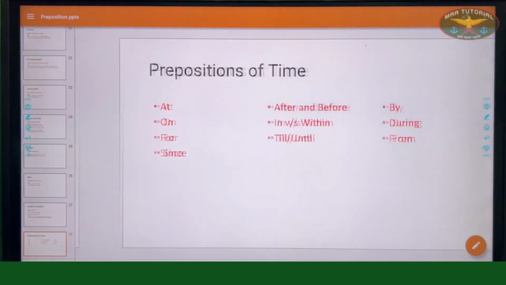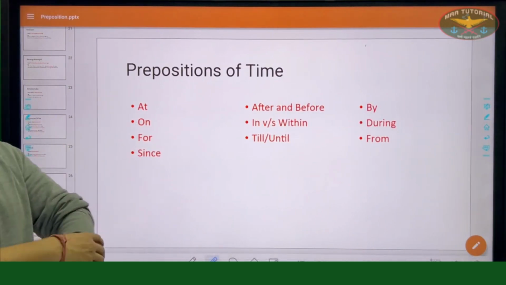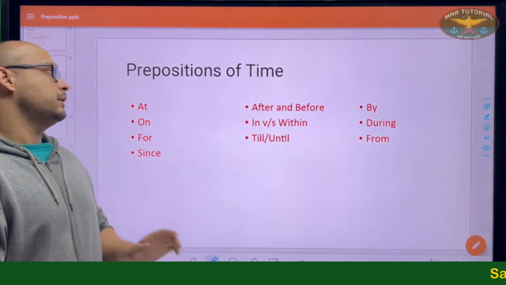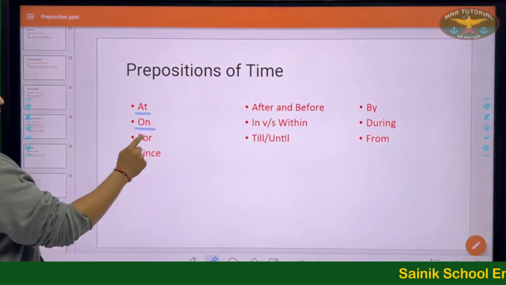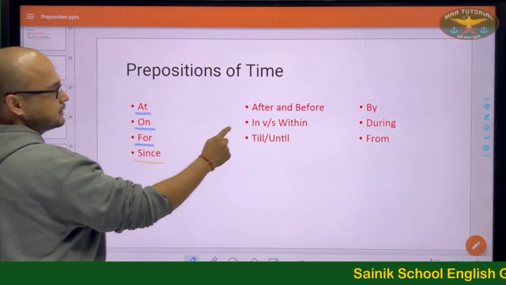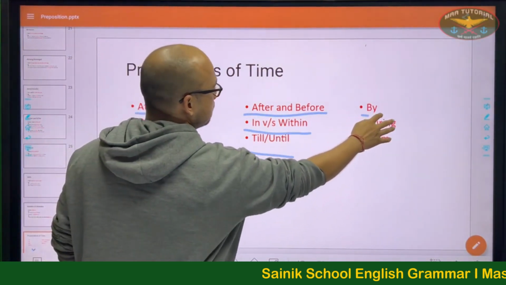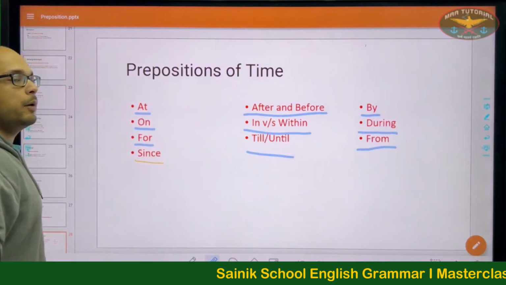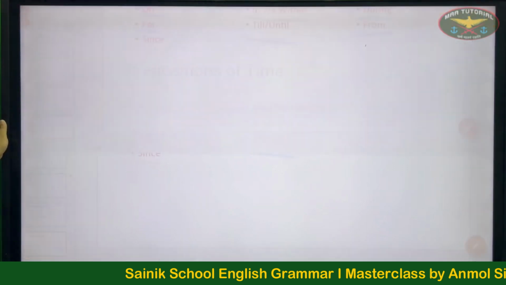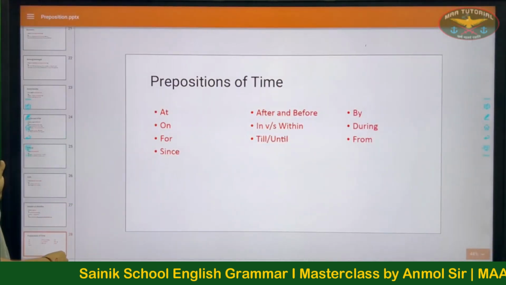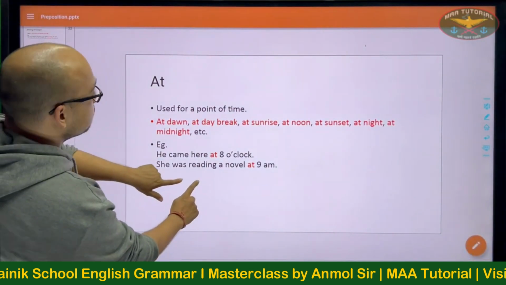Now we'll move on to our prepositions of time. Our third kind of prepositions. You'll remember we're studying prepositions today. There were 3 kinds. This is the third. At, on, for, since, after and before, in versus within, till, until, by, during, and from. Let's dig right into it and see what each of them means and how they are used. The first one is at. Now, at is used for a point of time.